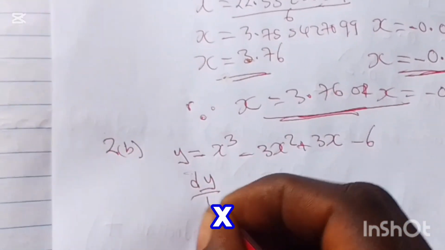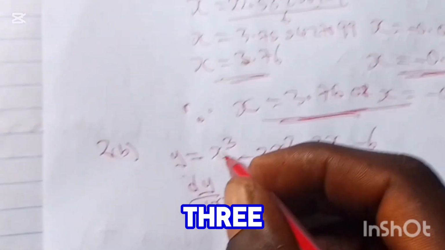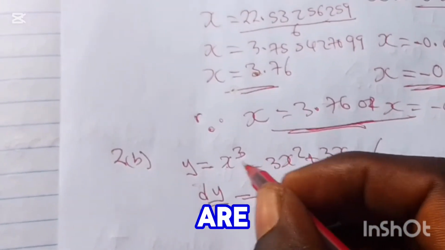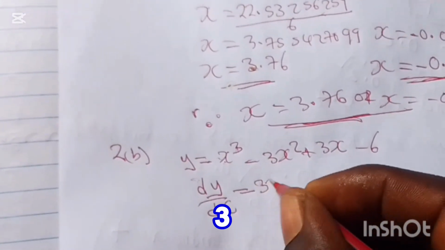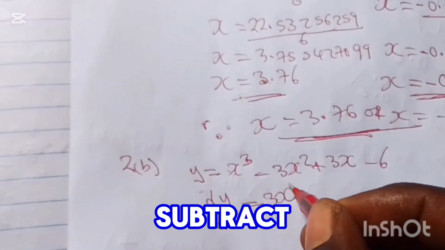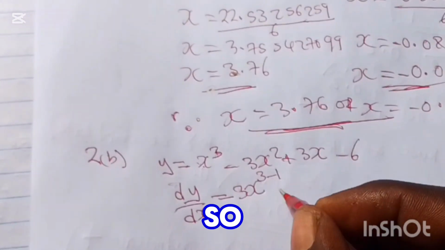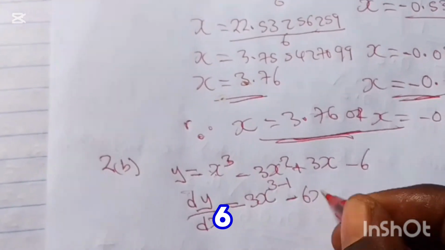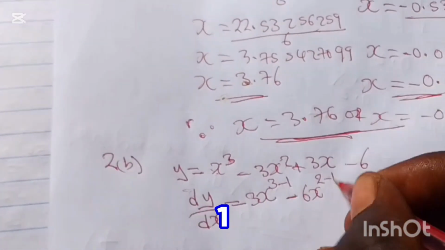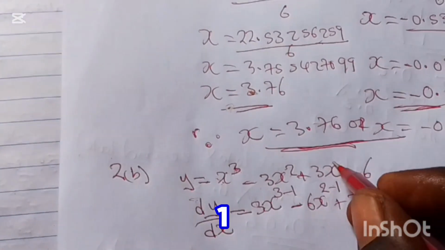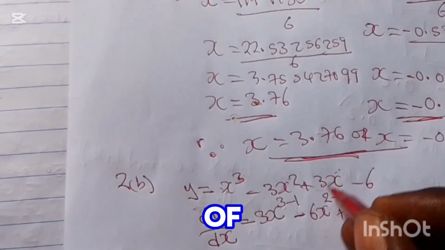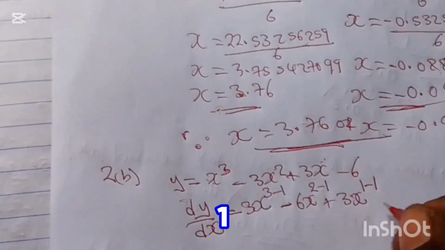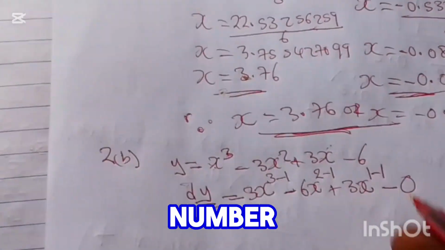So we are going to use dy/dx is equal to 3 multiplied by the coefficient of x, which is 3x, and we subtract 1 from the power. Then minus 6: 2 multiplied by the coefficient of x, which is 2 multiplied by 3, which is 6x, and the power 2 subtract by 1. Plus 3: 1 multiplied by the coefficient of x, and the power subtract by 1. Minus 6, so the constant number will be 0.